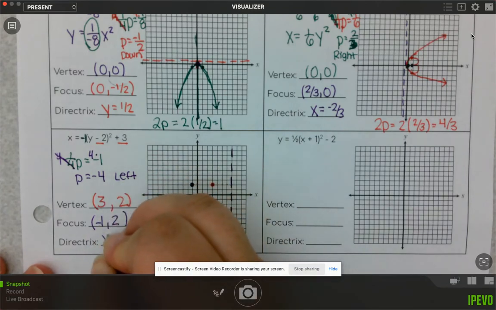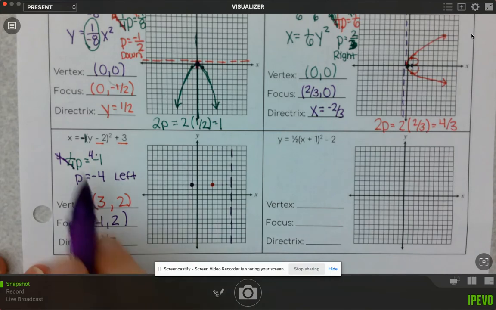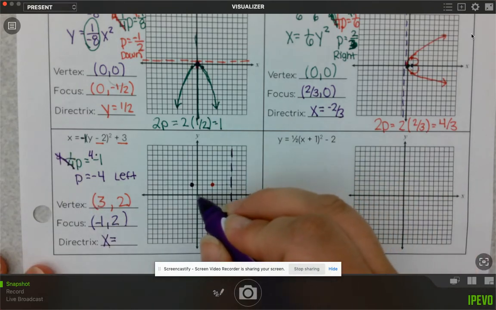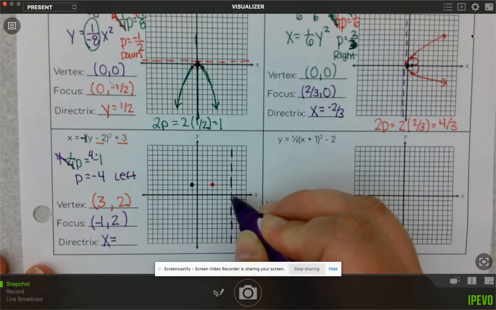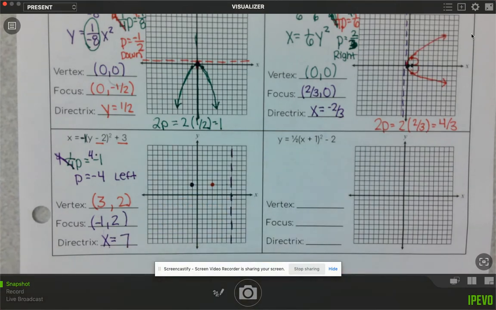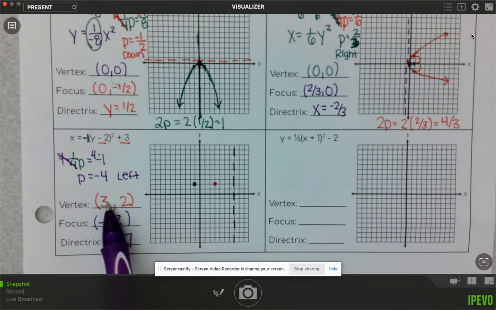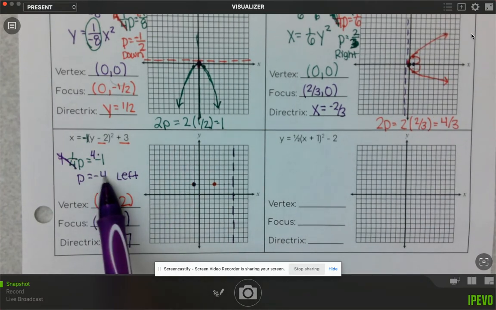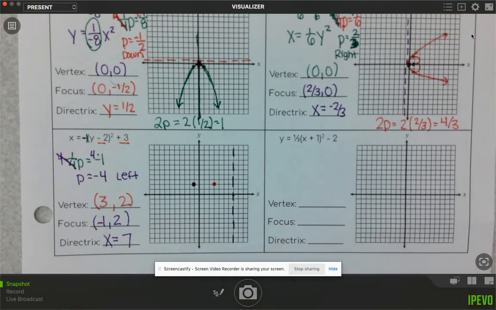And for the directrix, it's going to be x equals, just like the equation, but now x is all the way over here at 7. 3 plus 4 is 7. 3 minus 4 is -1. You basically add this number to the x value to get this one, and subtract this number from the x value to get this one.